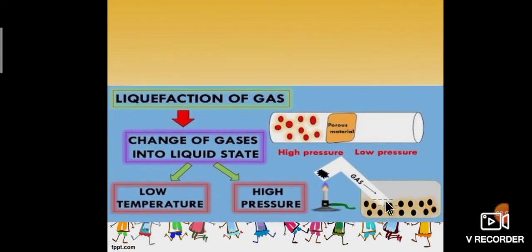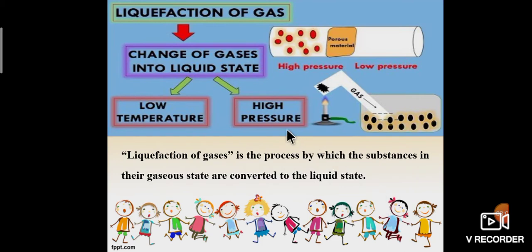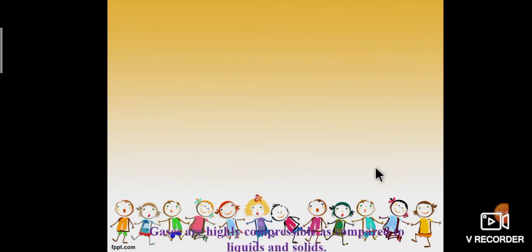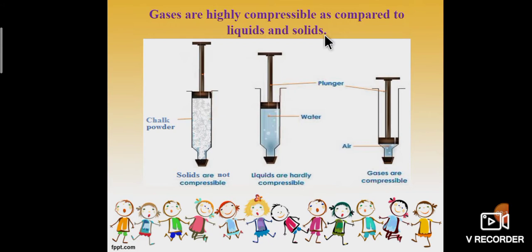Next we will see liquefaction of gas. It is a process of changing gaseous state into liquid state. At high pressure and low temperature, gas particles come close together and form liquids. I have told earlier that gases are highly compressible compared to liquids and solids. We confirmed this with an activity. Yes, chalk powder was difficult to press. In water also somewhat difficult to press, but the plunger moved freely in air. This proves that gases are highly compressible compared to solids and liquids. To know more details about compressibility of matter, see the link below.